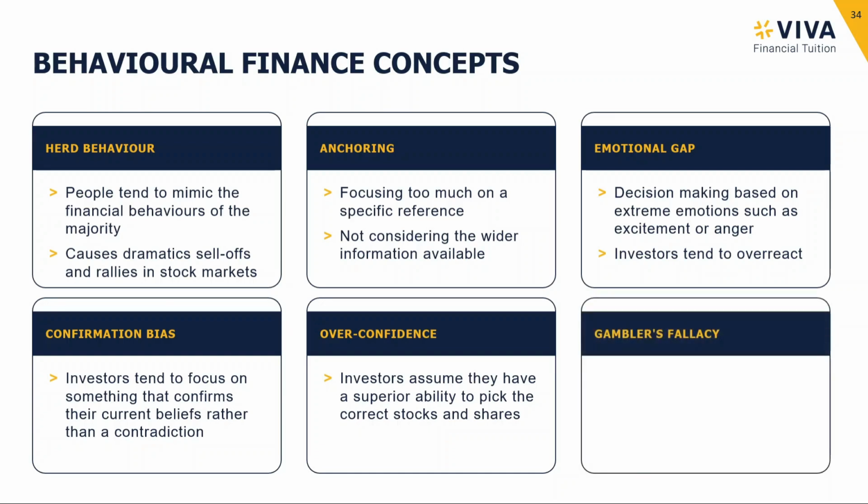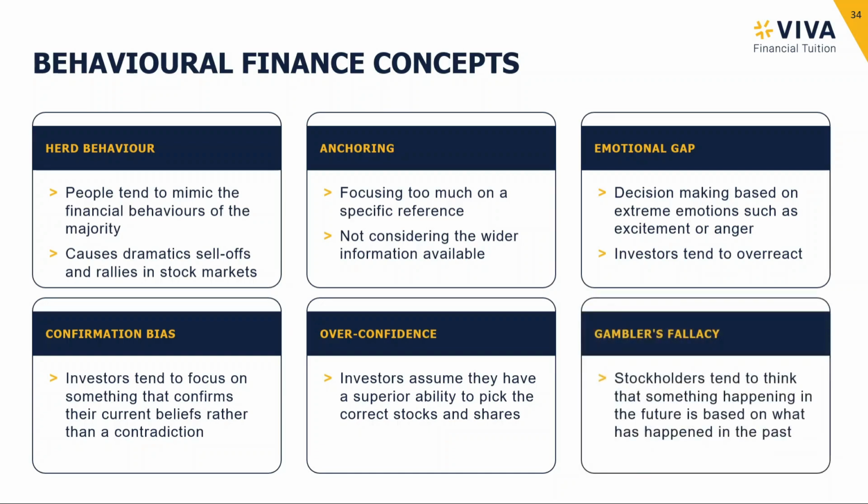Finally, they'll follow the gambler's fallacy. They'll assume that because something has happened in the past, it's a good prediction of what's going to happen in the future. So, for example, if a stock has gone up for one week straight, they assume that it must go down next. So they'll look to perhaps sell before that is the case.